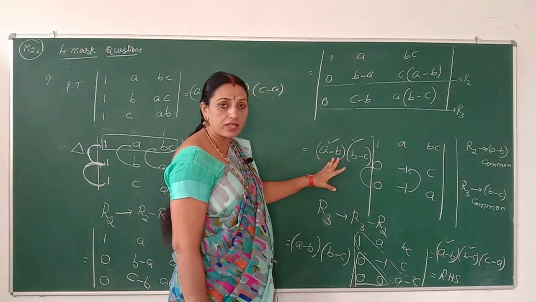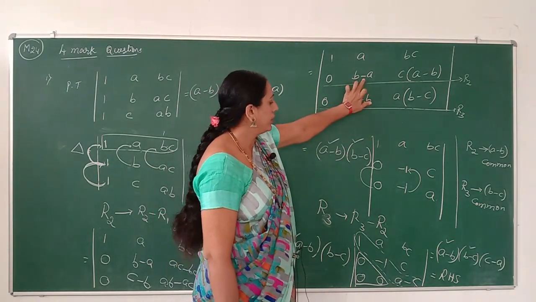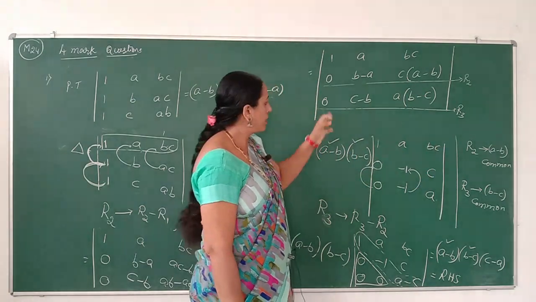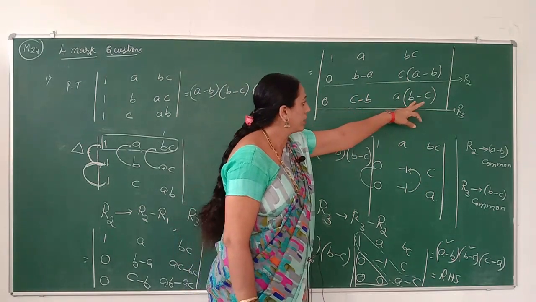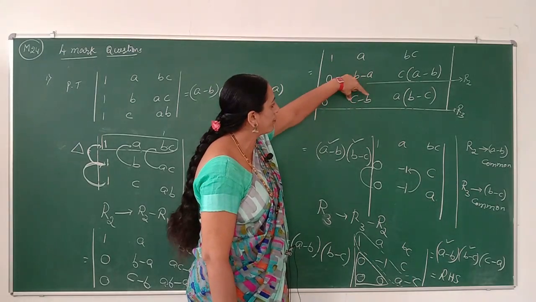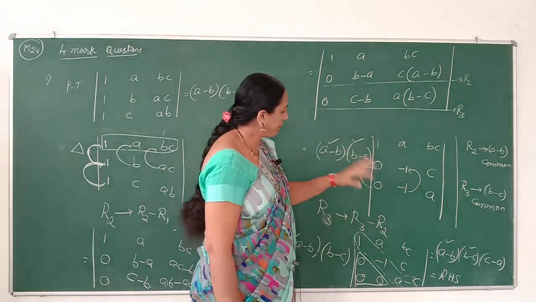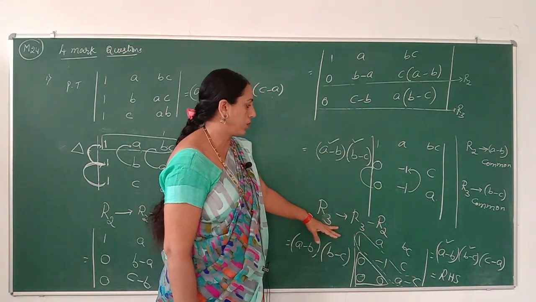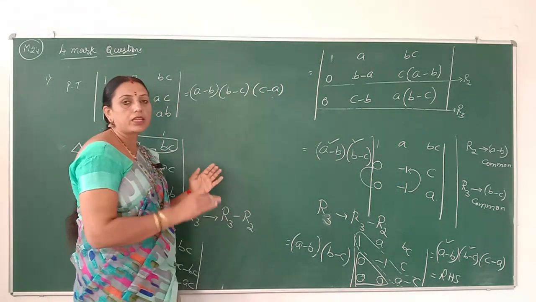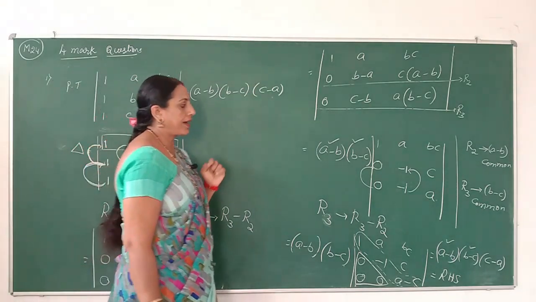We get a common factor, which is a minus b. After taking a minus b as a common factor, the term is minus 1. And the last element is c. Similarly, in the third row, b minus c is a common factor. After that, in the place is minus 1 into b. Then again, we operate on the third row. Because if one side of the diagonal elements is 0, then the value of the determinant is the product of the principal diagonal elements.